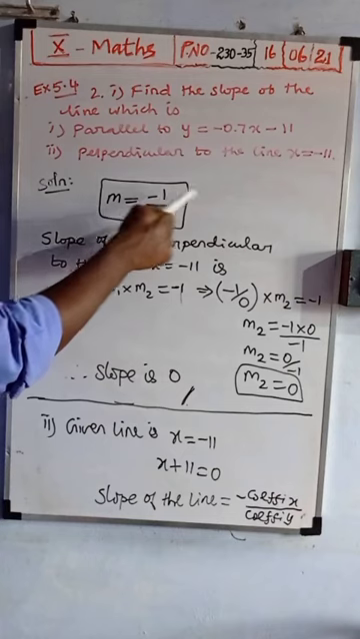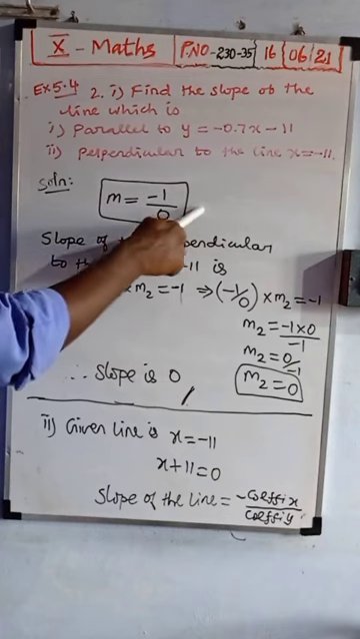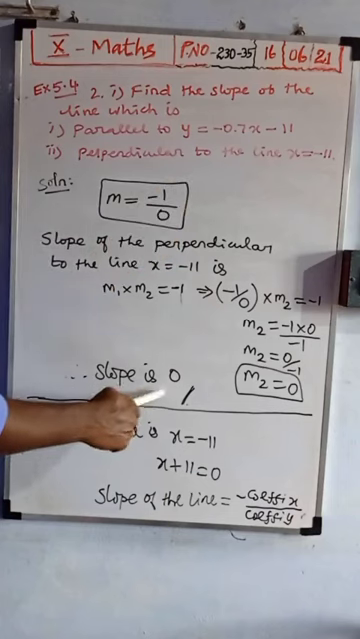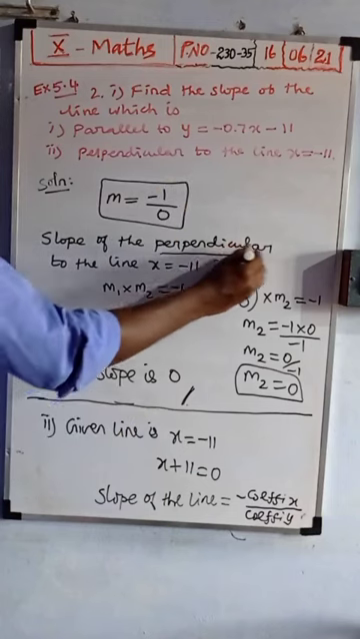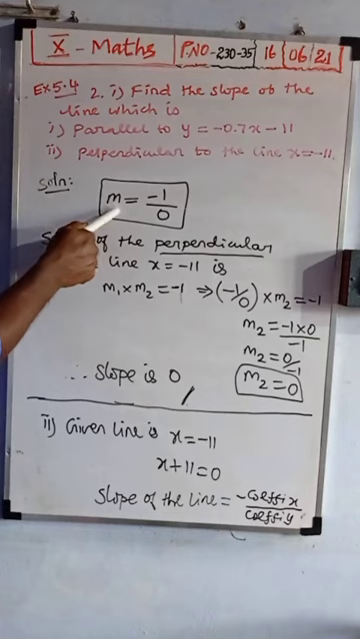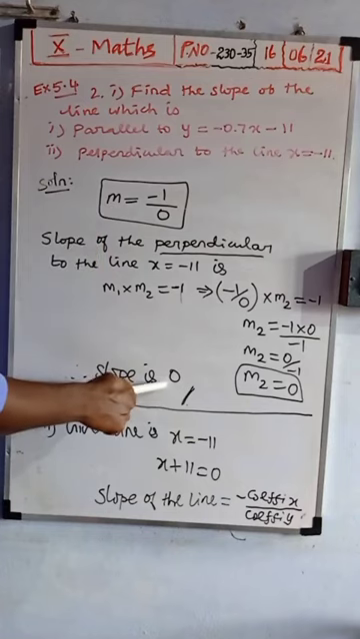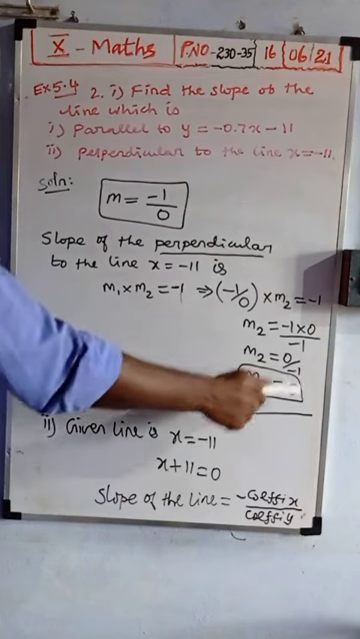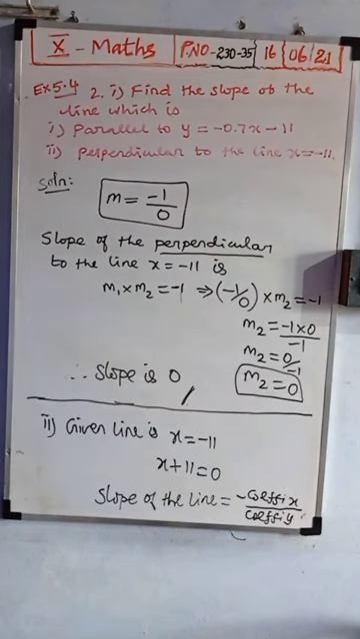Here 0 by anything is 0, while 1 by 0 means infinity, but you should not put infinity. Since it is perpendicular, you want to take the reciprocal of the slope. The reciprocal of minus 1 by 0 is 0 by 1. 0 by anything is 0. Therefore the slope is 0.